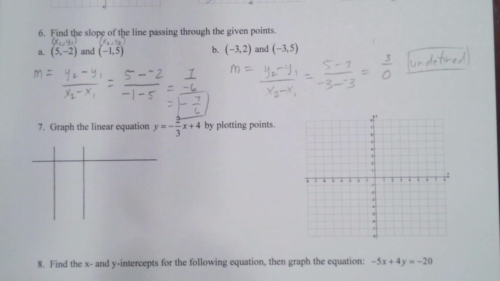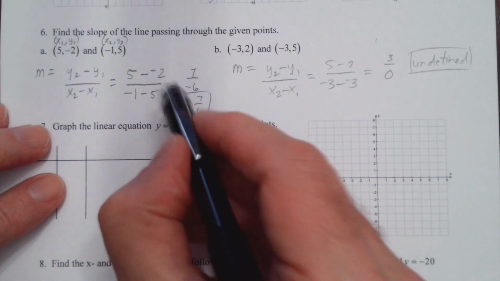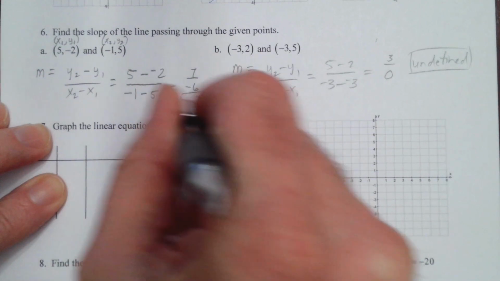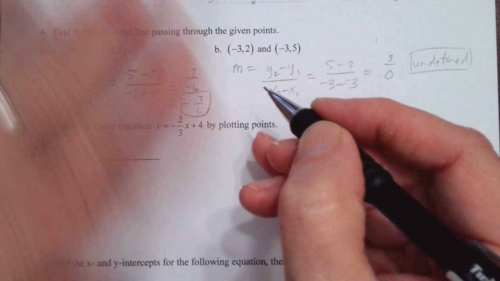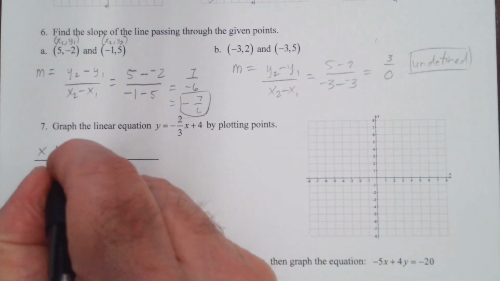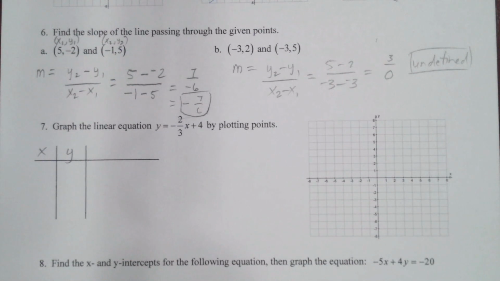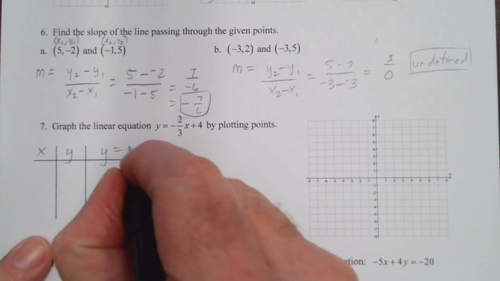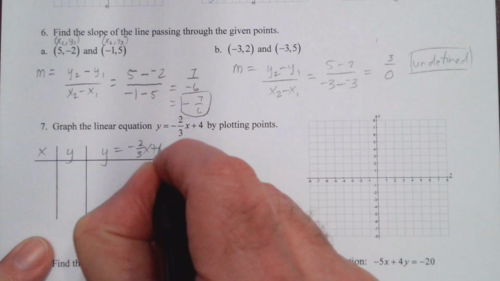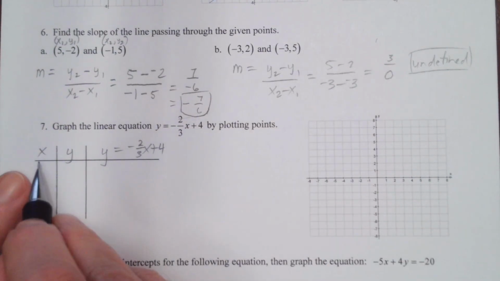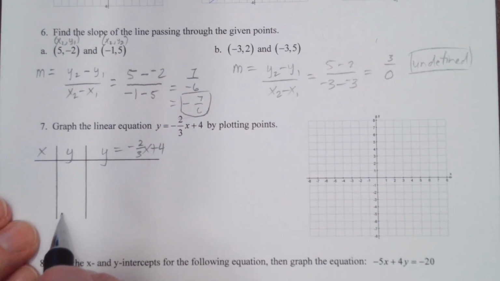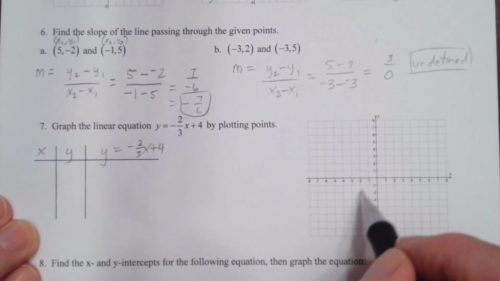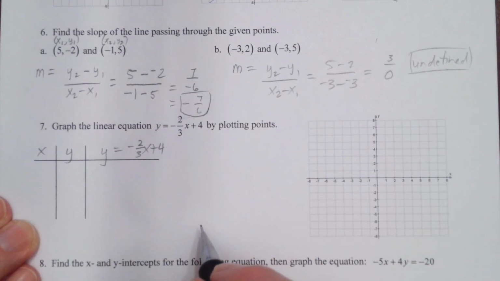Number 7, you're going to graph this linear equation by plotting points. Let me just erase this part here. So I will write my x and y here in the equation. So what we want to do is choose some x values and solve for y. We're going to do that 3 times. Remember, the third point is basically a check. And then we'll plot those 3 points, and hopefully they'll line up, and we'll have our line.